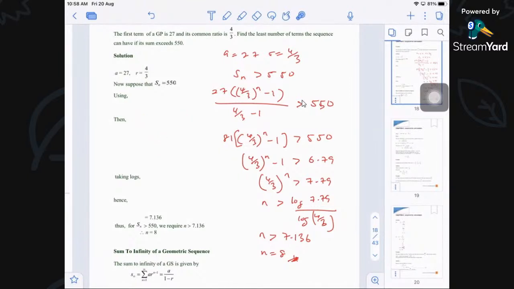Any problem so far, class? Can everybody accept? Can. Okay, if everybody can accept this, then very good.